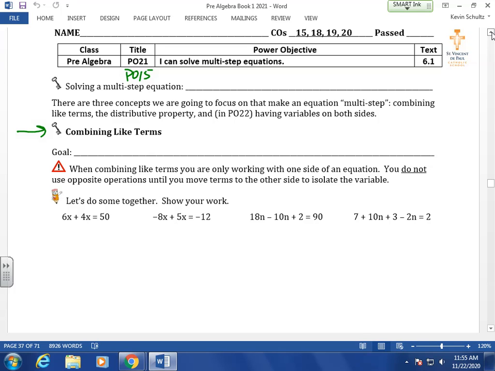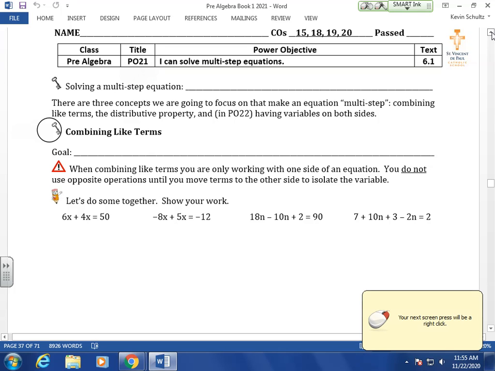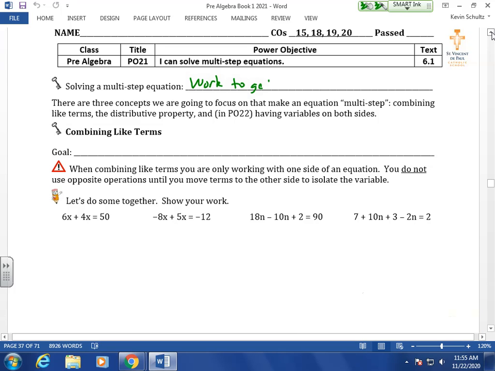Okay? So when solving a multi-step equation, how do I write this? We are going to essentially work to get to a two-step equation. Okay, work to get to a two-step equation. No, I didn't spell two wrong, I just can't make a W. Okay, work to get to a two-step equation by either combining like terms, or using the distributive property.